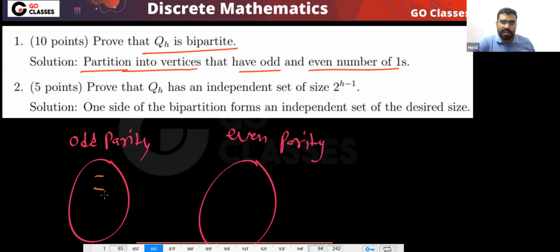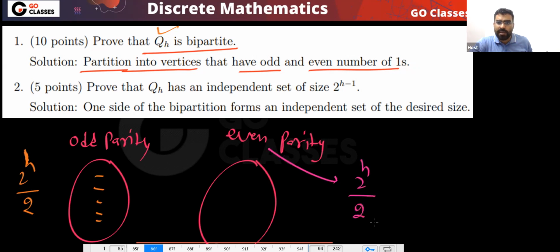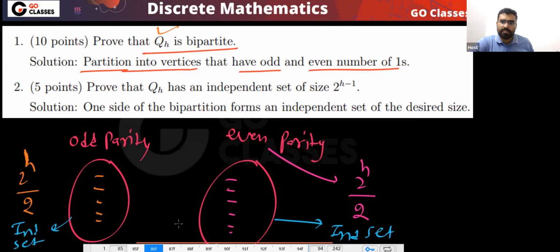In this odd parity partition, you have 2 power n divided by 2 vertices. In this even parity partition also, 2 power n divided by 2, half the vertices will be here. And you can notice, because this is bipartite, there is no edge here. So this is actually your independent set. This is also your independent set.